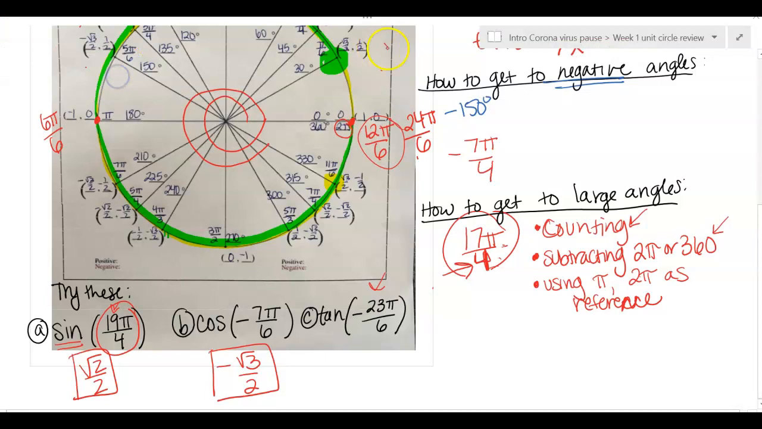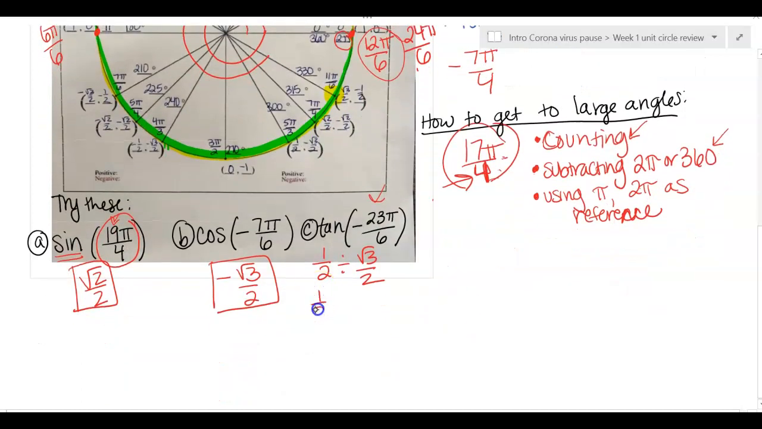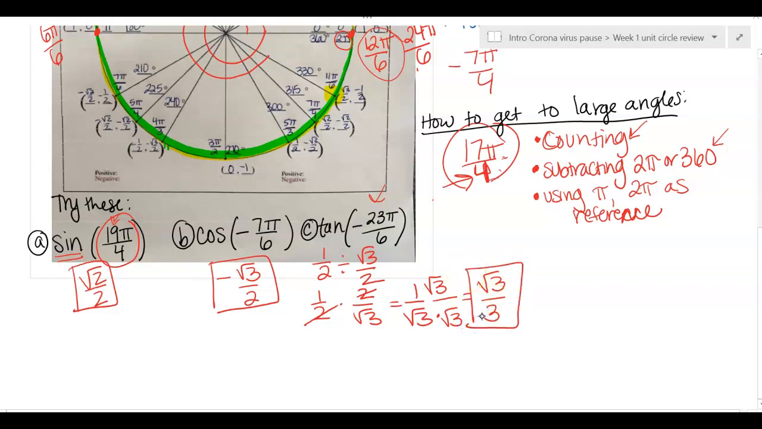The coordinates there are here, and tangent is y divided by x, so I have to do 1/2 divided by rad 3 over 2. So that's 1/2 times the reciprocal of rad 3 over 2. The 2's will cancel and give me 1 over rad 3. We normally rationalize that denominator, so I would multiply it by another rad 3, which I'm allowed to do as long as I multiply the numerator by that same amount as well. And so I would have rad 3 over 3. So hopefully this helps if you needed a little refresher with the unit circle.